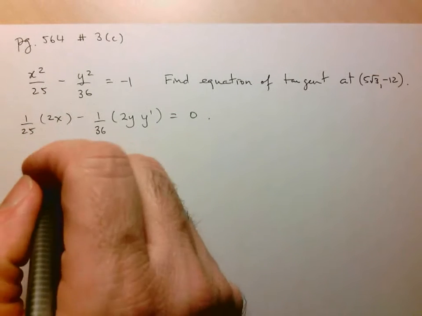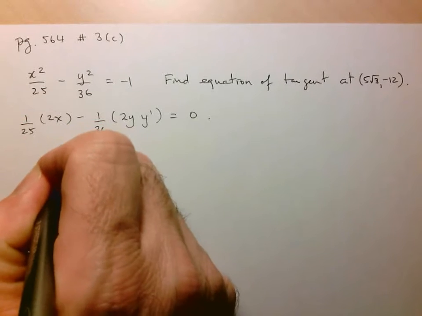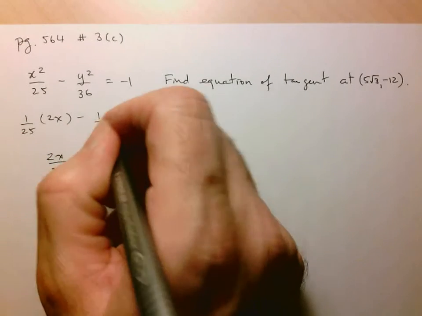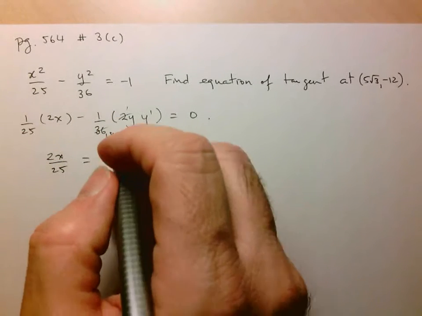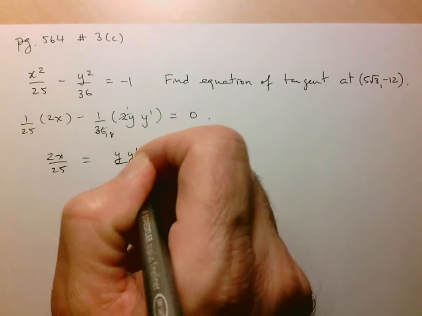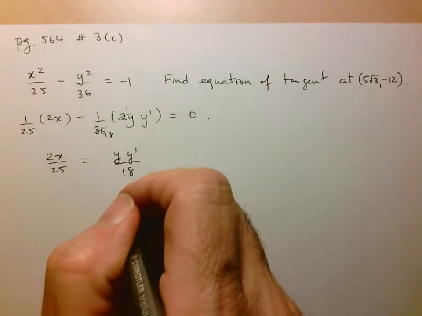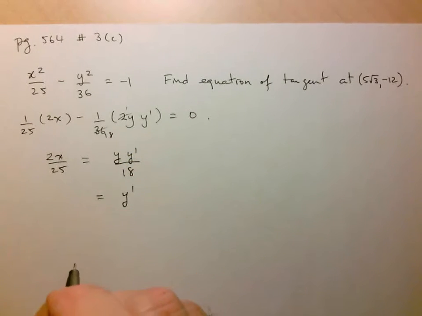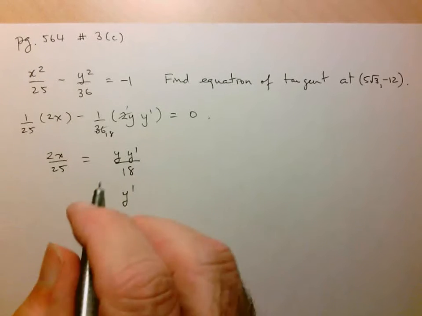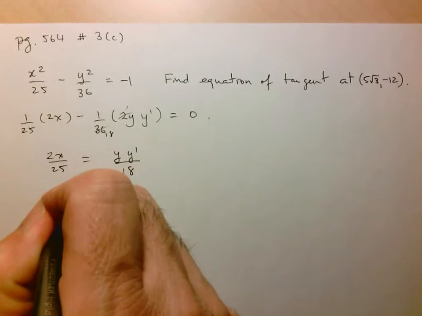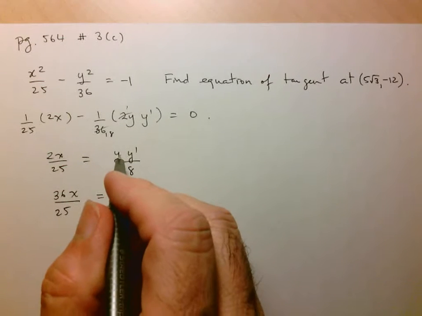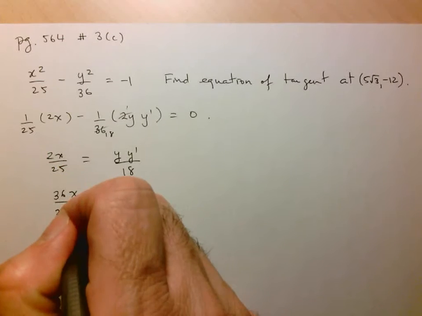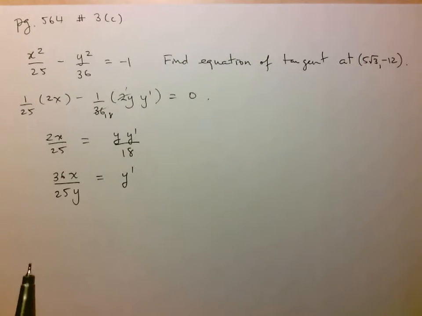Okay, so let's solve for this here. On the left we'll have 2x over 25, and on the right, let's simplify that, so that's 1/18. So we end up with y prime over 18, and so y prime is just equal to, bring the 18 to the other side, so that's 36x over 25. And here we're going to divide y to the other side, so over 25y. Okay, so this is our derivative of y with respect to x.